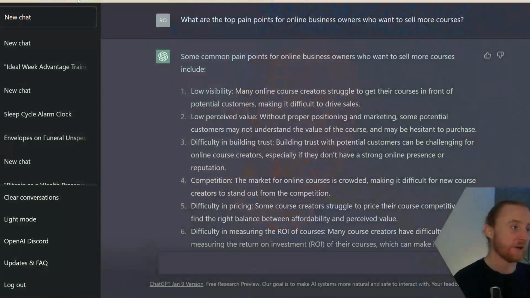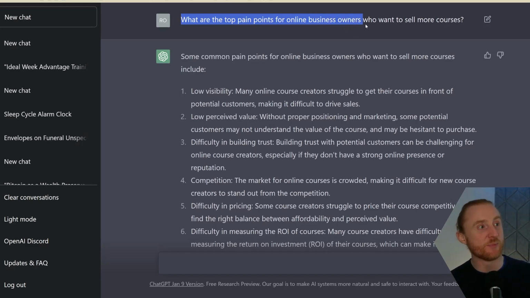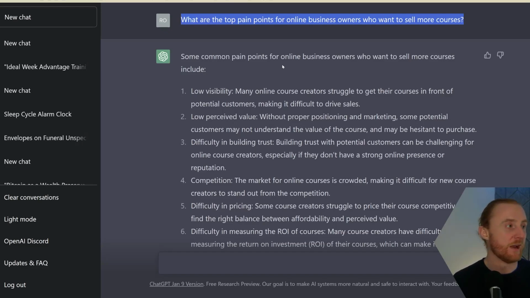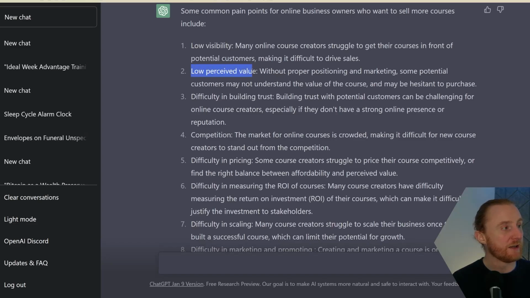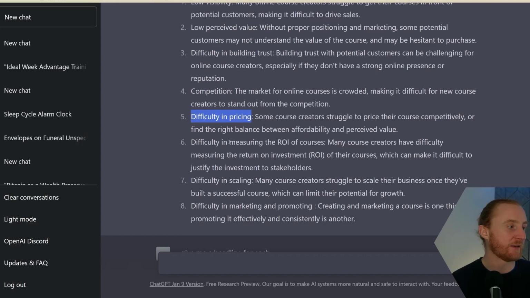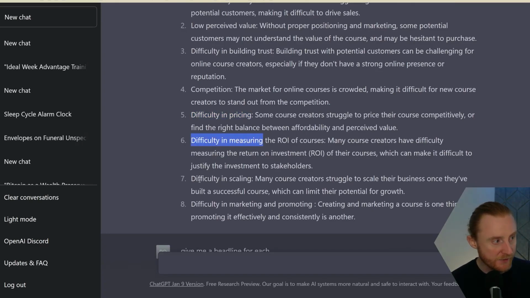So if we switch over here, and we're talking about how to talk to the AI as if it's a person. The first question we asked was, what are the top pain points for online business owners who want to sell more courses? Right? And then it comes back here and it gives a bunch of items, right? Low visibility, low perceived value, difficulty in building trust, competition, difficulty in pricing, difficulty in measuring ROI, difficulty in scaling, difficulty in marketing and promoting. All of which is accurate, right?